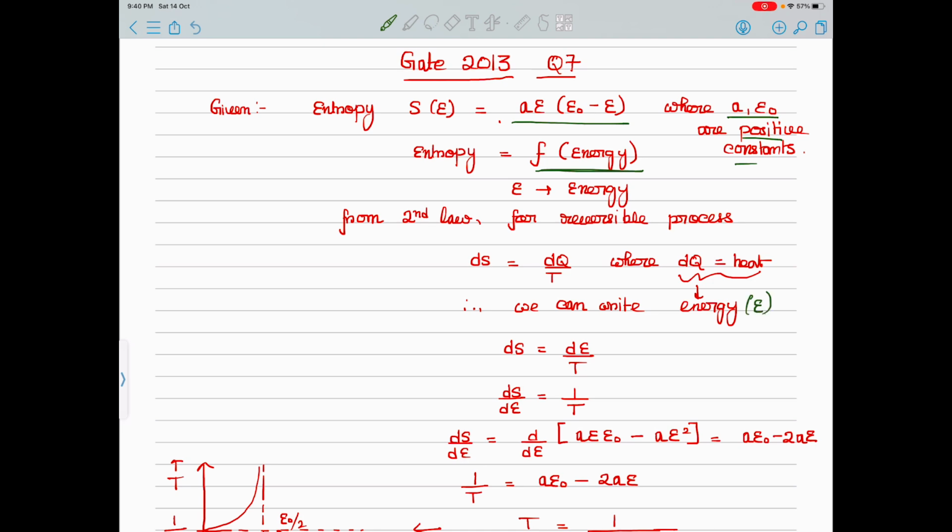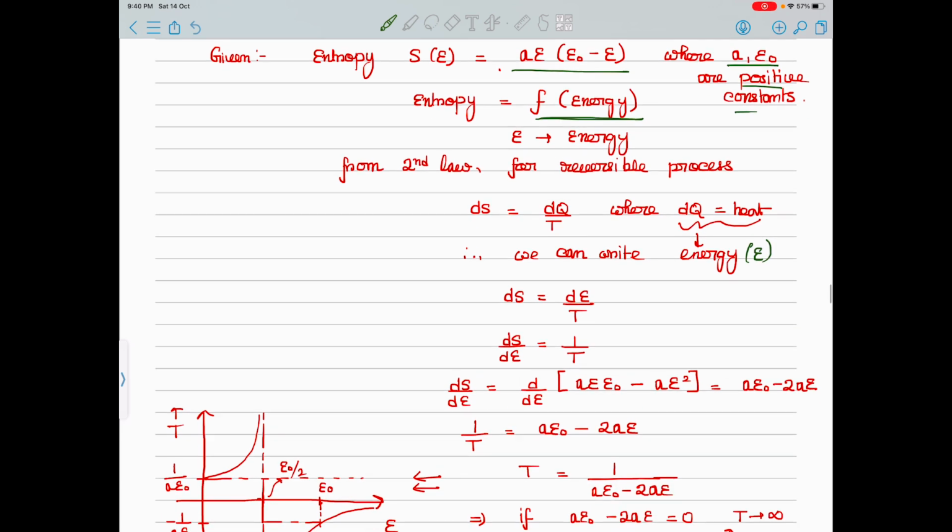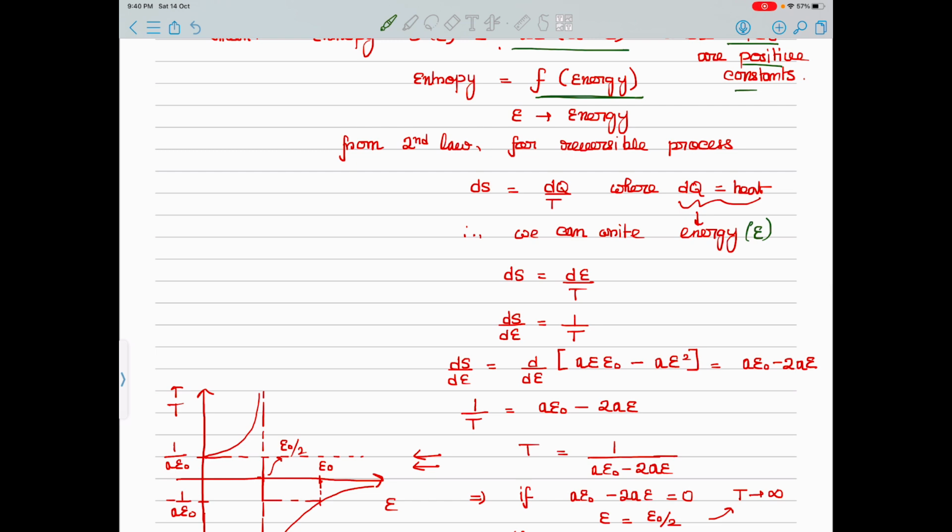Therefore, dS can be written as dE by T according to the second law of thermodynamics for a reversible process. We have to assume that it is a reversible process, although it's not given. Now, dS is equal to dE by T. Therefore, dS by dE is equal to 1 by T. This we can easily get.